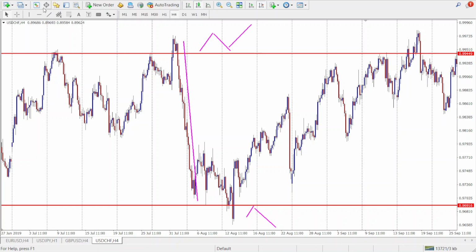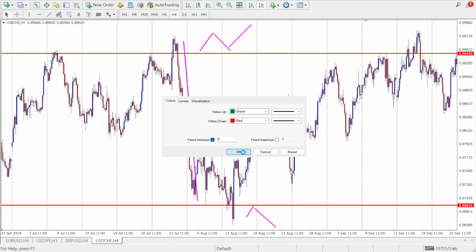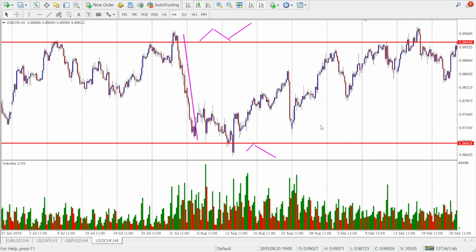All right, and also check your volumes and momentum. You can use the volume indicator. A real breakout happens with increased volume, so watch out for increased volume. If there was no increased volume, it might be a false breakout.